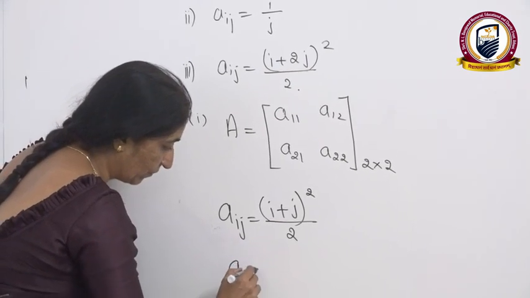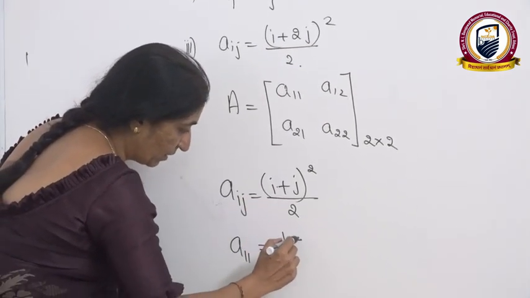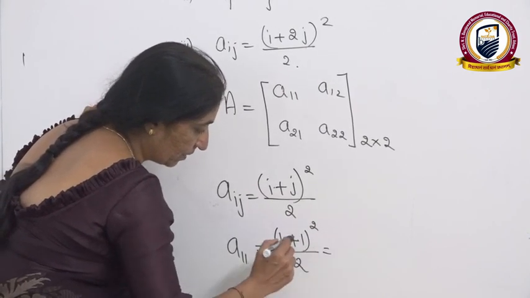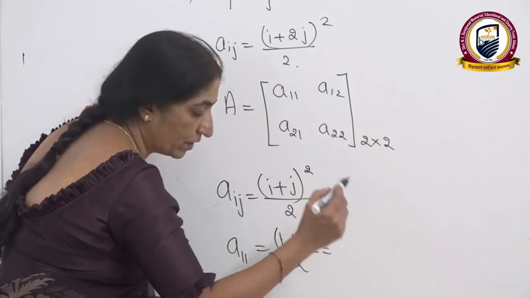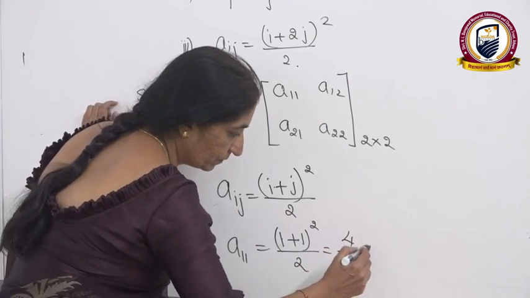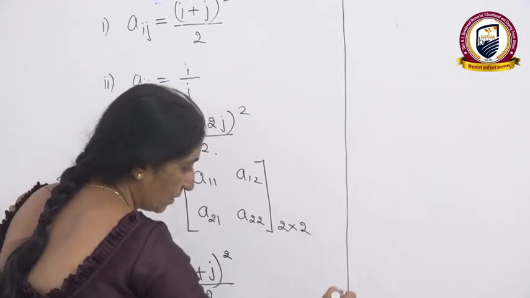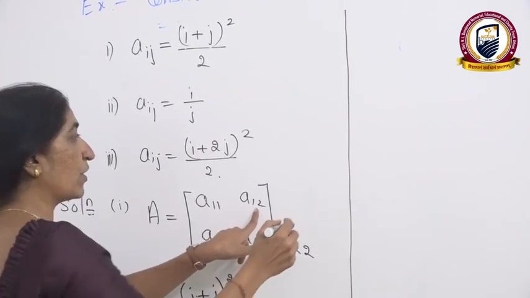First one is A11. i is replaced by 1, j is replaced by 1. That is (1 plus 1) whole square, which is 2 square. 2 square is 4. So that is 2. This completes the first element. See the second one. The second one is A12.